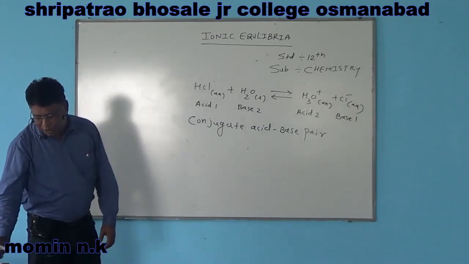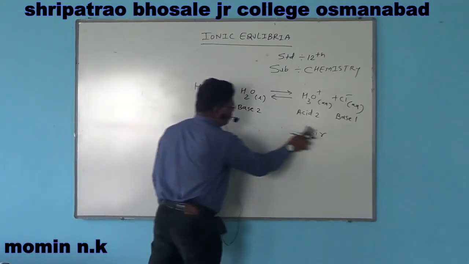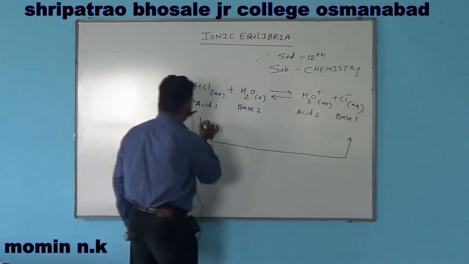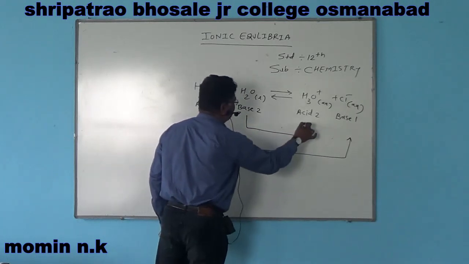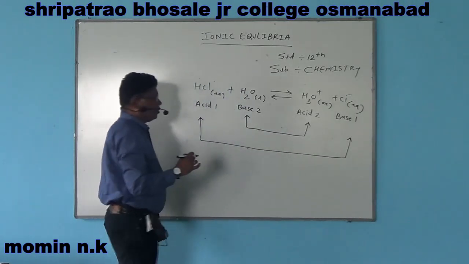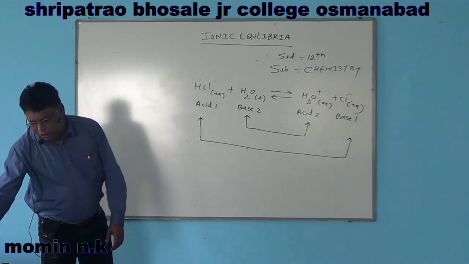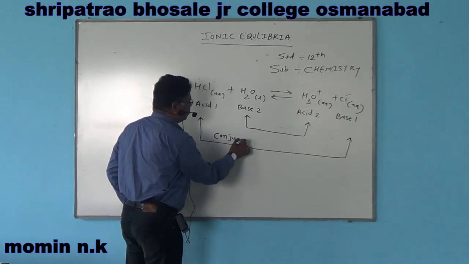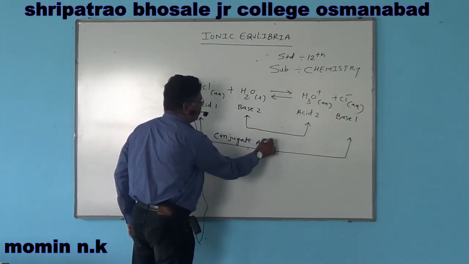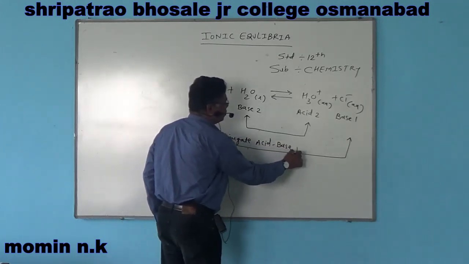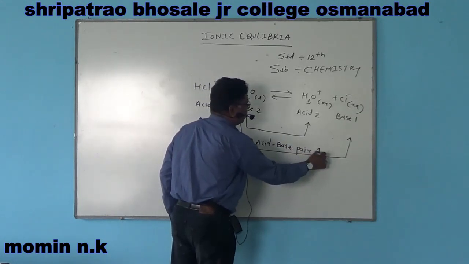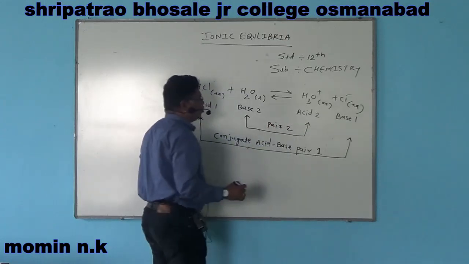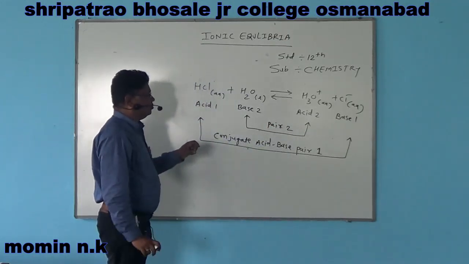For example, this pair is called a conjugate acid base pair and this pair is also called a conjugate acid base pair. So this is conjugate acid base pair 1 and this is conjugate acid base pair 2. So what is called conjugate acid base pair?